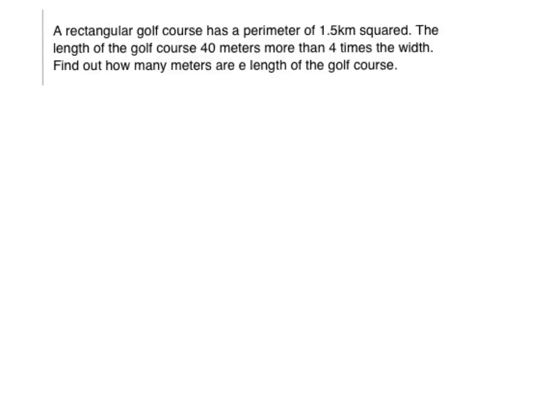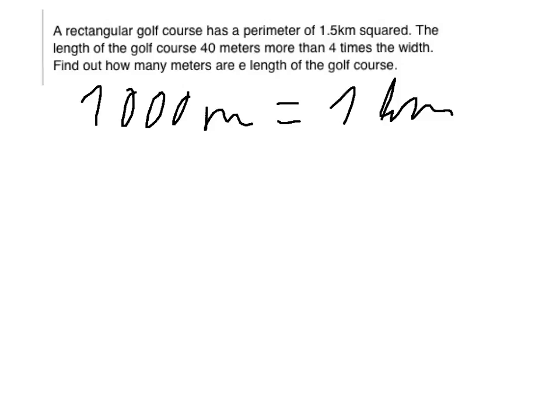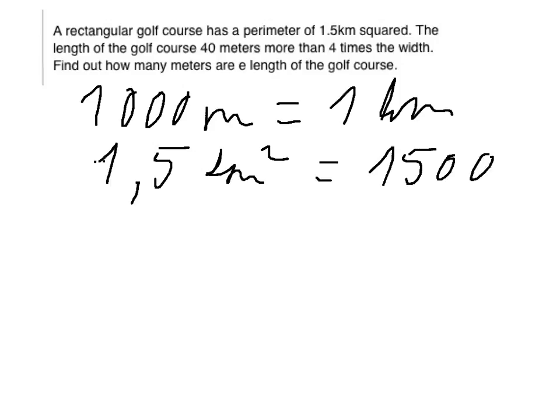So first we know that 1000 meters equals 1 kilometer, which in this case 1.5 kilometers equals 1500 meters. And we also know that the perimeter equals length multiplied by width.